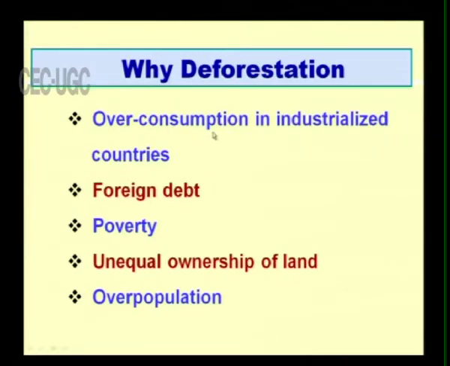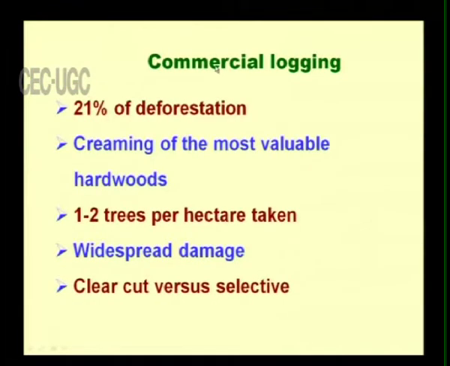And over consumption in industrialized countries, in industrialized areas or places where people are over consuming, and the foreign debt, poverty, unequal ownership of land and overpopulation, all these are some more major causes of deforestation. And commercial logging is causing 21% of deforestation, with creaming of the most valuable hardwoods, 1 to 2 trees per hectare taken, and widespread damage, and clear cut versus selective cutting. Therefore commercial logging is also causing 21% of deforestation.